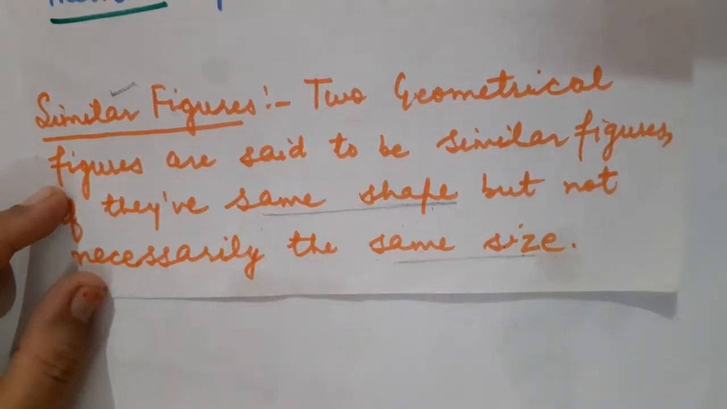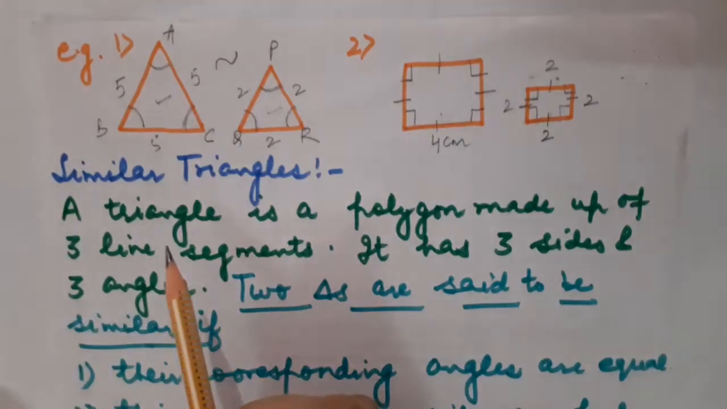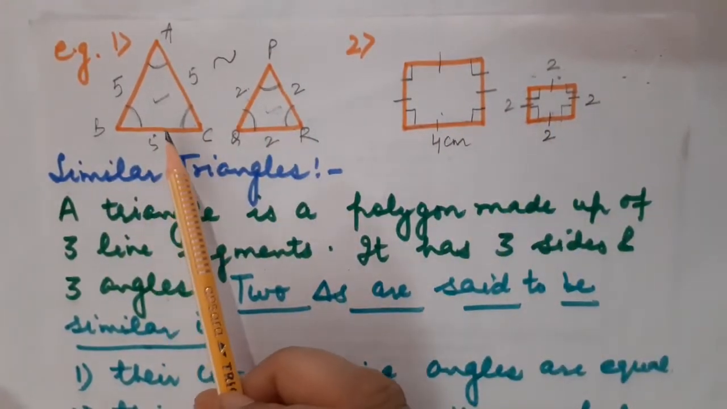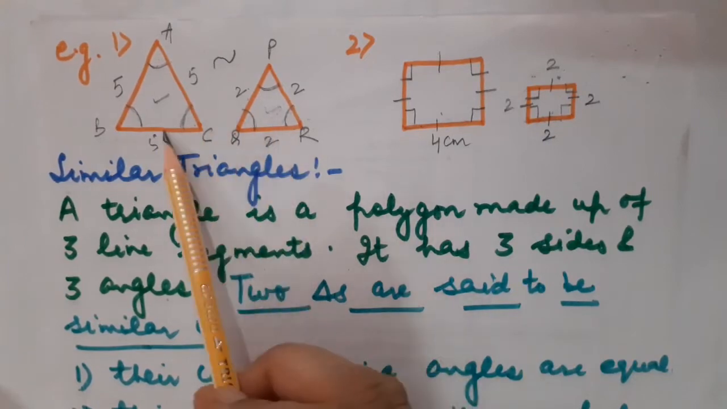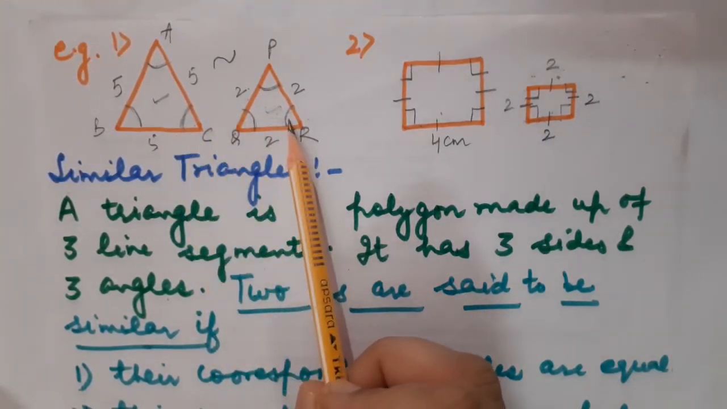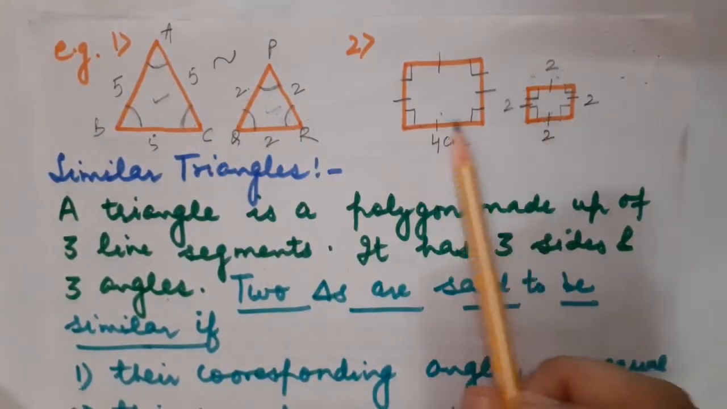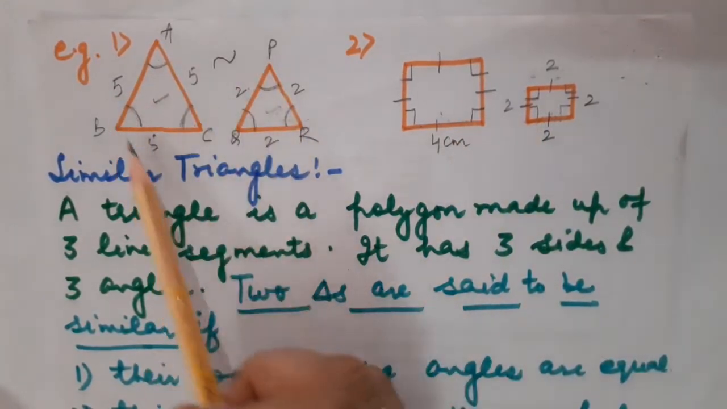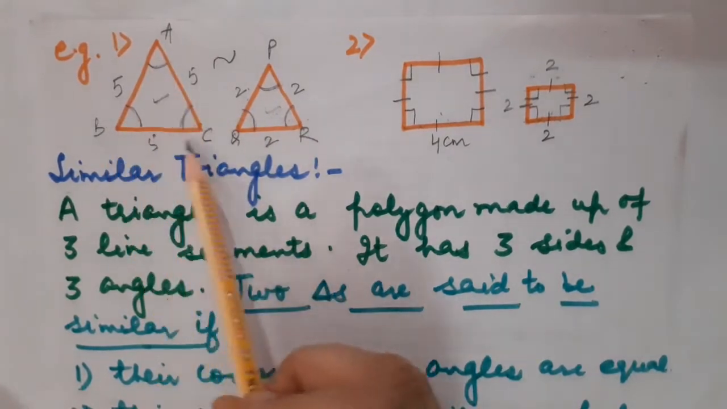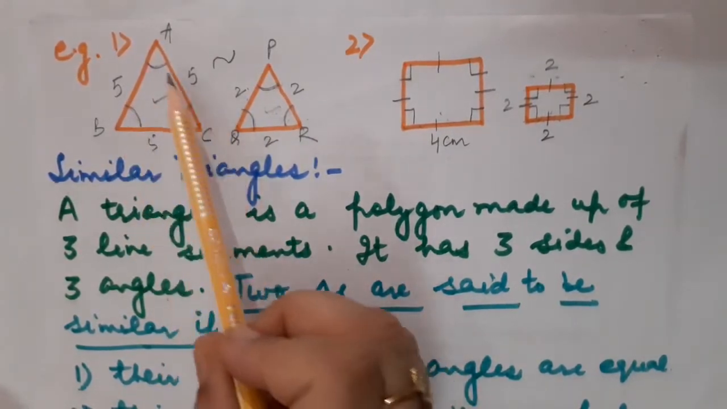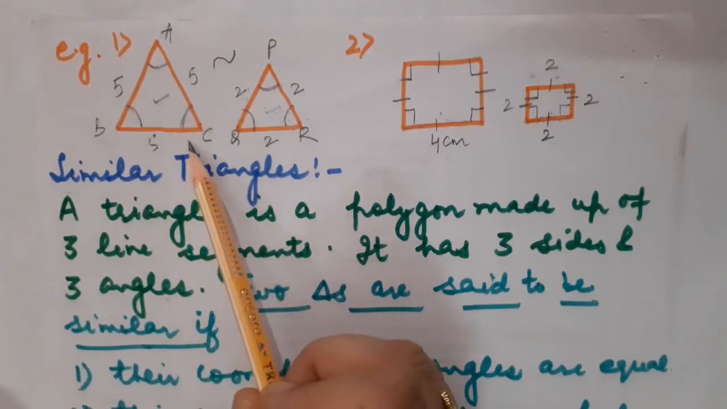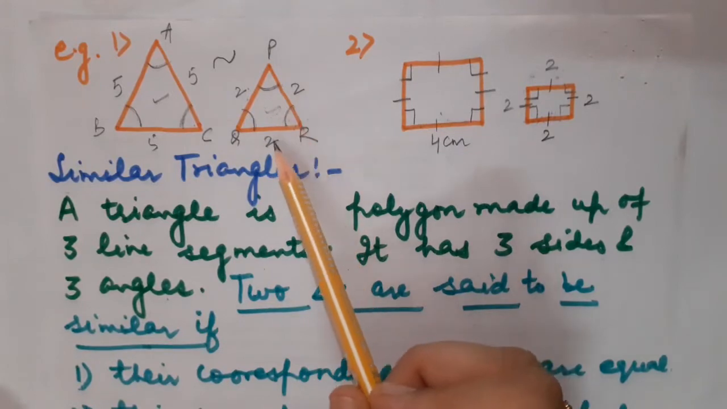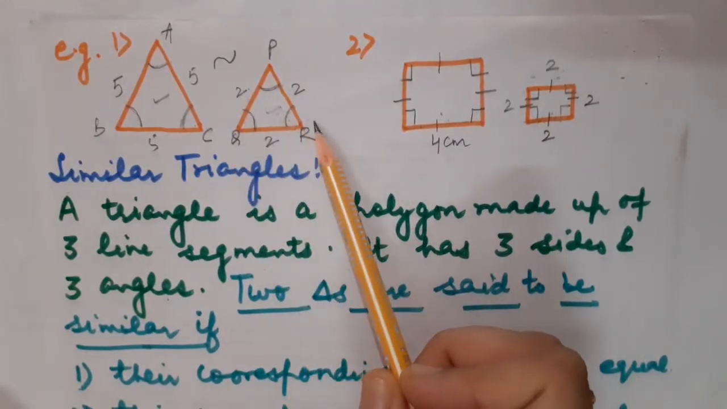Got it? So let us understand the concept of similar figures through these two examples. Children, here you can see that I have drawn, in the first example, two equilateral triangles, and in another example, I have drawn two squares. Okay. So just look here. Here I have taken the first equilateral triangle with the length of each side 5 centimeter. Here you can see that there is an equilateral triangle. The length of each and every side is 2 centimeter.